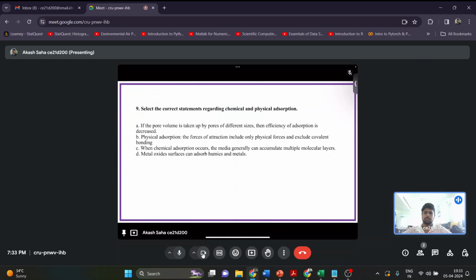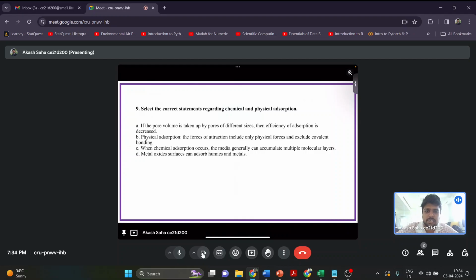Then about option B, physical adsorption. So option A is incorrect, because it will be increased. About option B, it says about physical adsorption, the forces of attraction will include only physical forces and exclude covalent bonding. So it is also correct. So option B is correct.